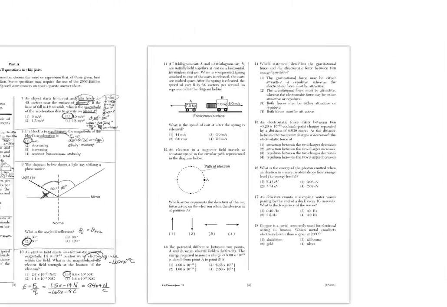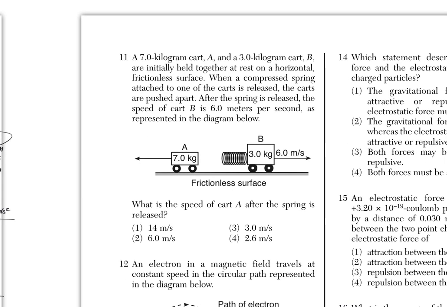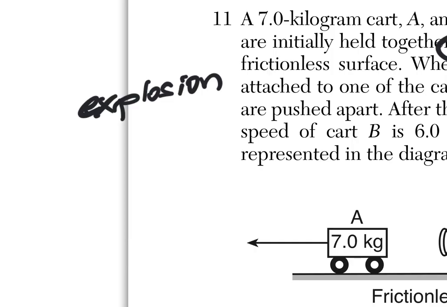Now let's go to the second page with number 11. Looks like we have some kind of collision momentum situation. 7 kilogram cart A, 3 kilogram cart B are initially held together at rest on a horizontal frictionless surface. A compressed spring attached to one of the carts is released and the carts are pushed apart. This to me sounds like an explosion problem in momentum. After the spring is released, the speed of cart B is 6 meters per second, and what's the speed of cart A? Okay. So P before equals P after and P equals mv are the two equations we're going to use.